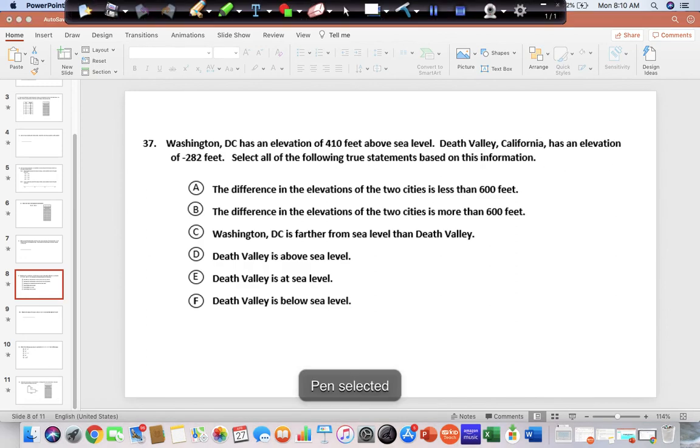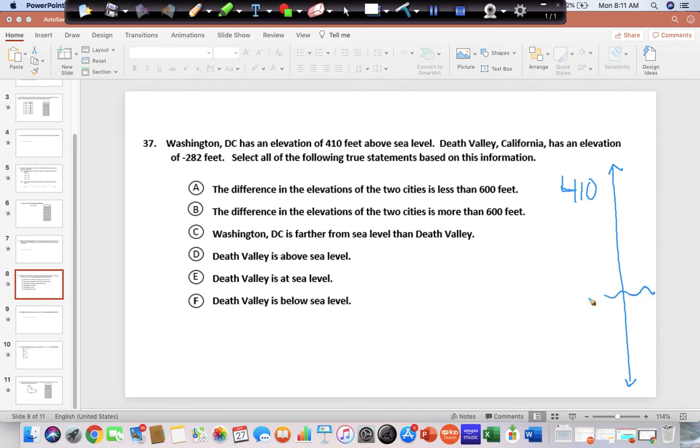Okay, Washington, D.C. has an elevation of 410 feet above sea level. Death Valley, California has an elevation of negative 282 feet. Select all the following statements that are true. So we got 410 feet up here. We'll call this sea level. Down here we got negative 282. And this is Death Valley. And this is Washington, D.C.